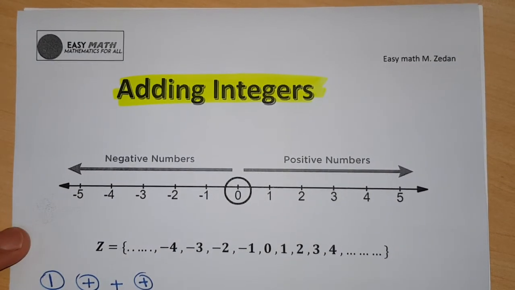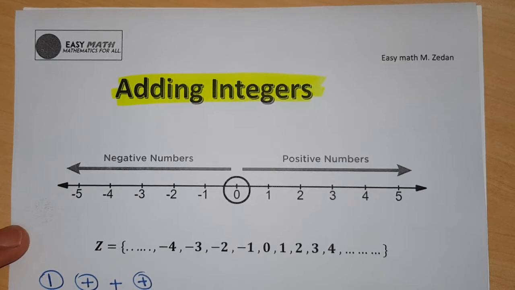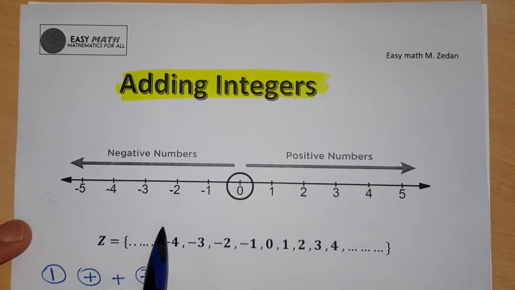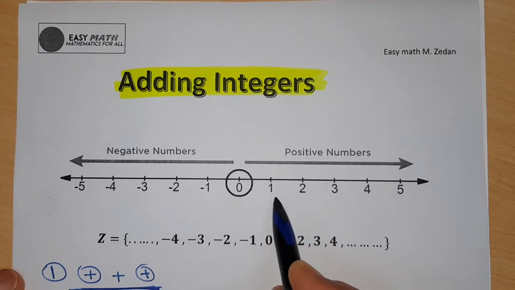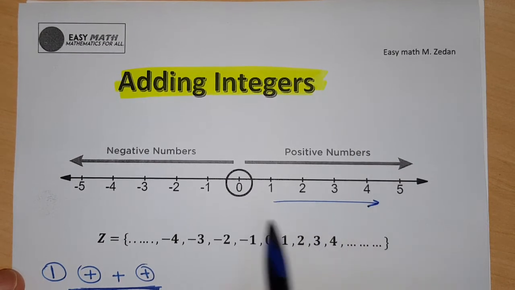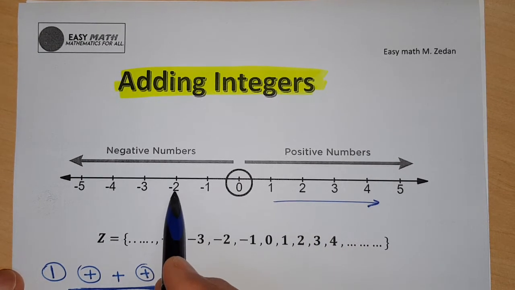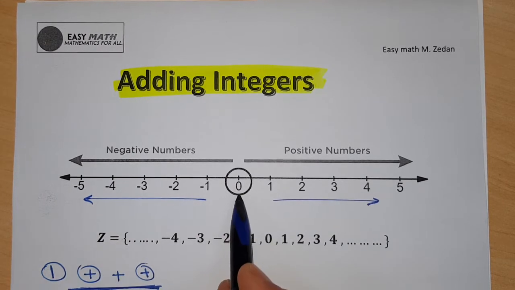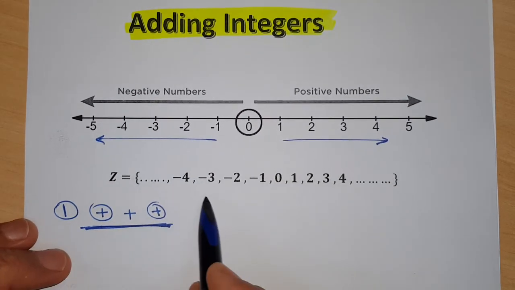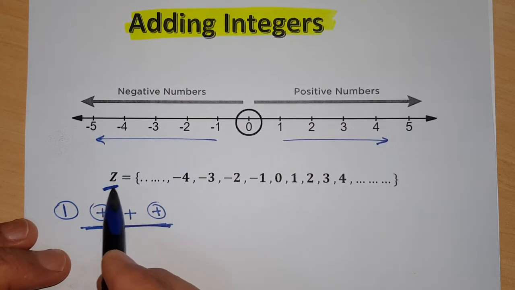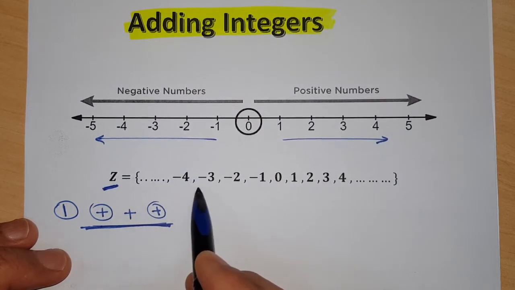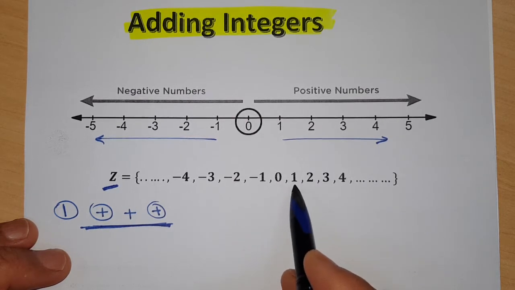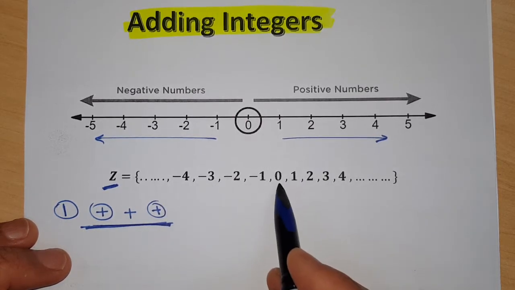I'm talking today about adding integers. The set of integers is a set of whole numbers including the positive integers 1, 2, 3, 4 to infinity, and negative integers -1, -2, -3 to negative infinity, including 0, which is neither positive nor negative. Usually we write the set of integers denoted by the letter Z and written in this form. Positive numbers, negative numbers, and 0 in the middle.